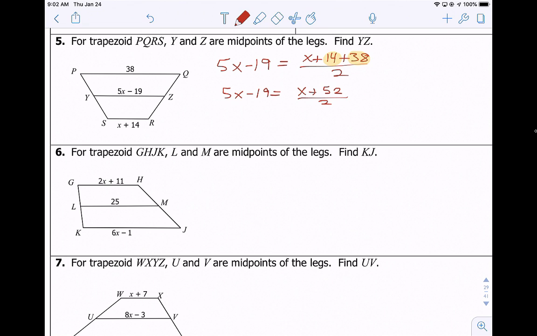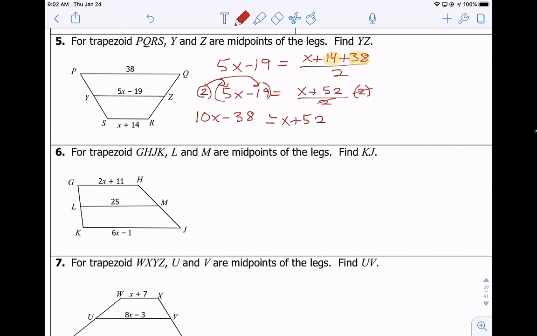All right, now to get the x plus 52 kind of by itself, we want to get rid of that dividing by 2. So I'm going to multiply everything by 2. So I'm going to multiply this side by 2 and this side by 2. Now keep in mind, the entire 5x minus 19 must be multiplied by 2. You're going to have to distribute it. Just don't forget that part. And when you multiply by 2 on the right side, that's going to cancel this fraction out. So you're going to be left with it equal to x plus 52. 2 times 5 is 10x, and 2 times negative 19 is a negative 38.